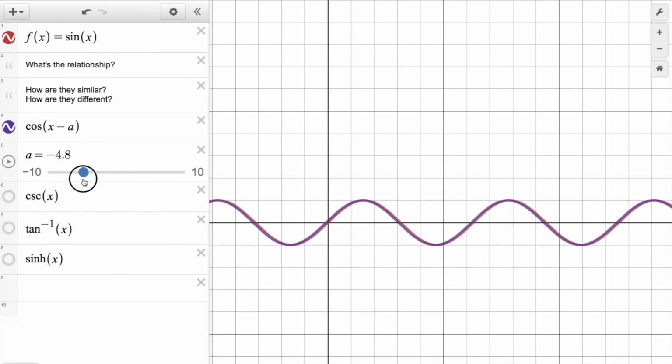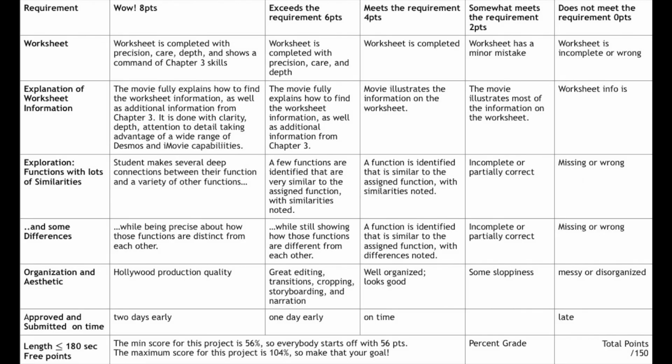You'll submit and summarize your findings in a movie of length 3 minutes or shorter. Next up is the rubric. Read it and bring your questions about the project to class tomorrow.